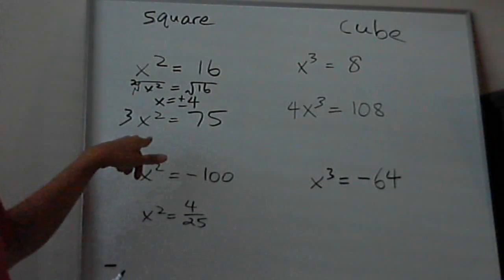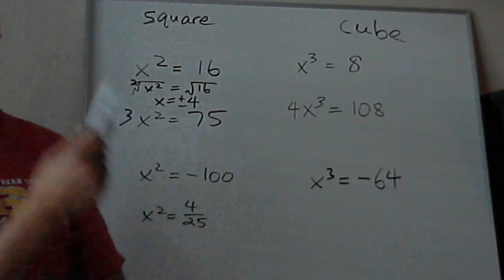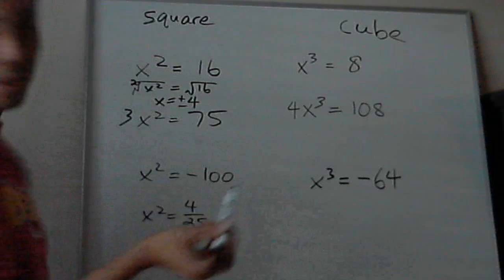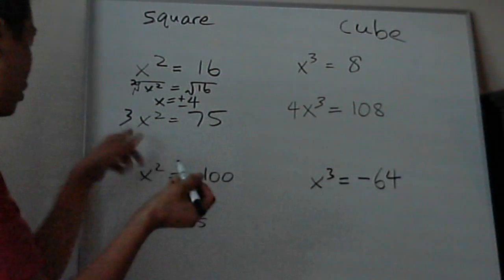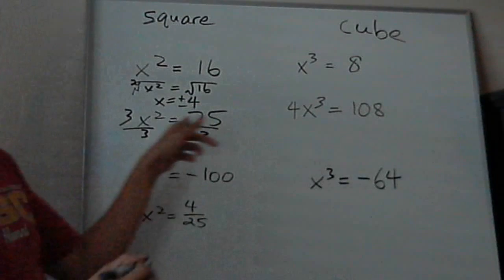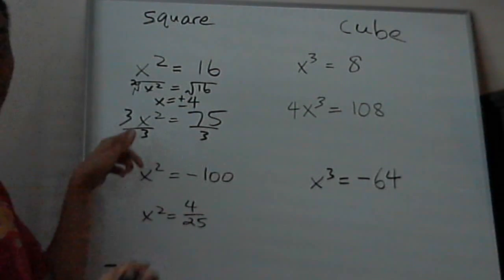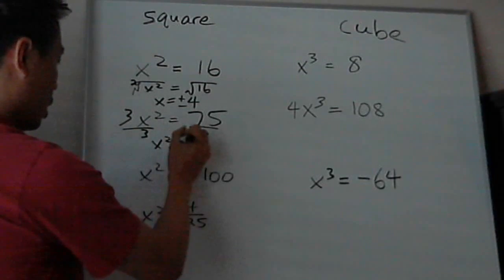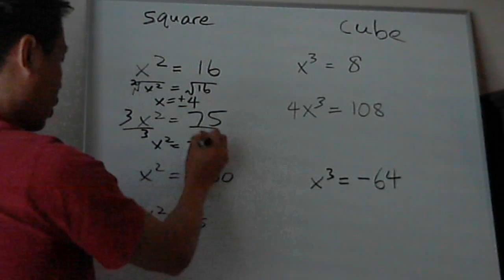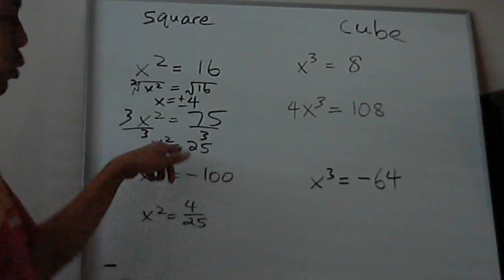So let's go to the next problem. All I do is add a 3 in front of it and see what happens. So you have 3x squared equals 75. So what do you do first? Same thing, you divide by 3. 3 over 3, because it's 3 times x squared, that's why I'm dividing by 3. x squared equals 25, because 75 divided by 3 is 25. So x squared equals 25.